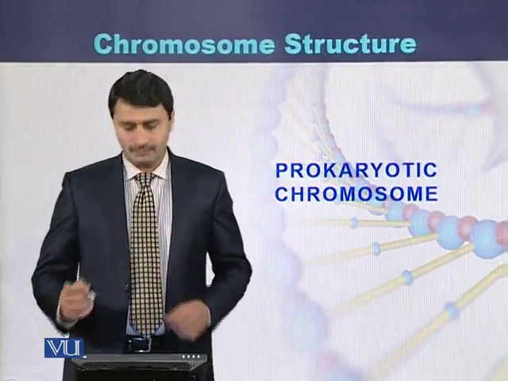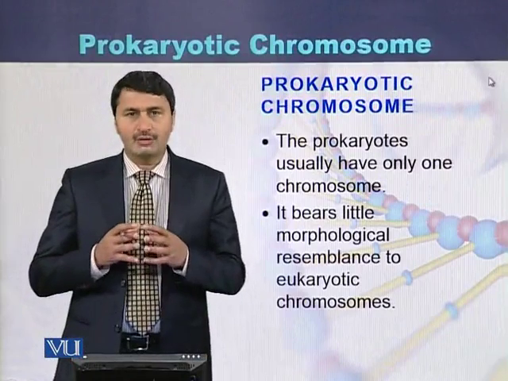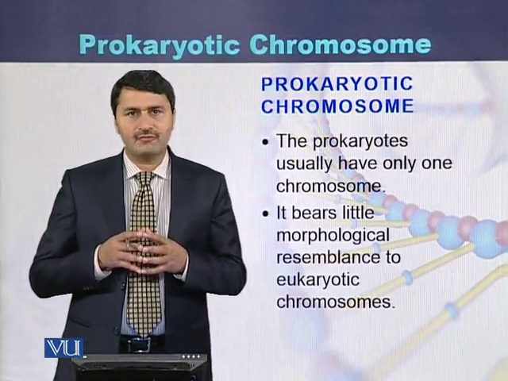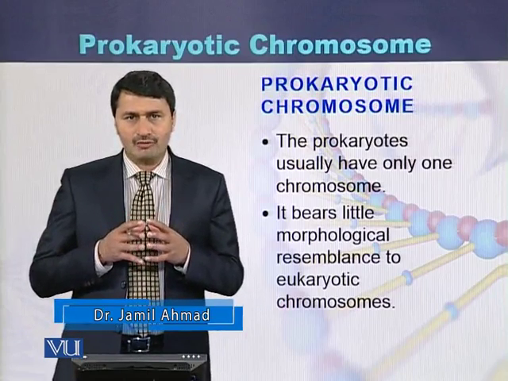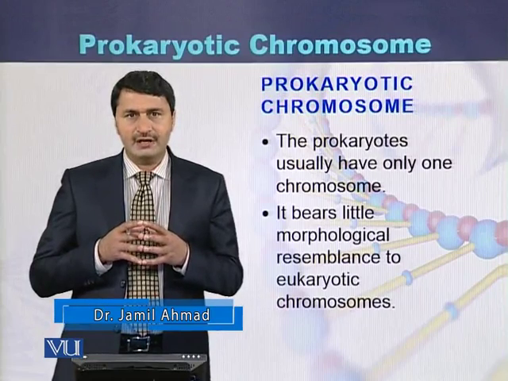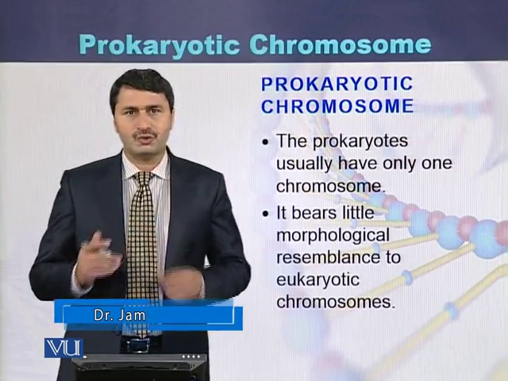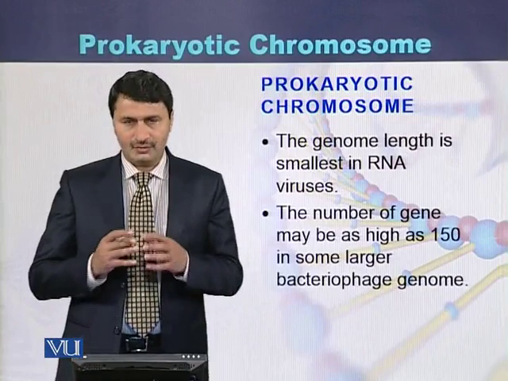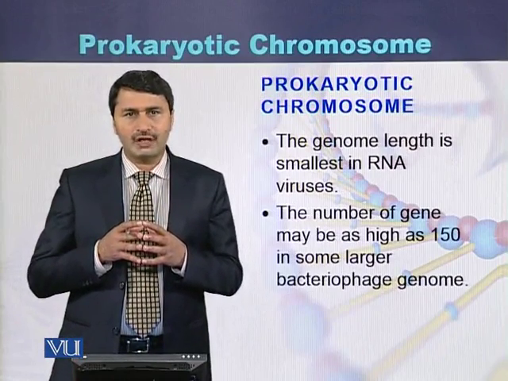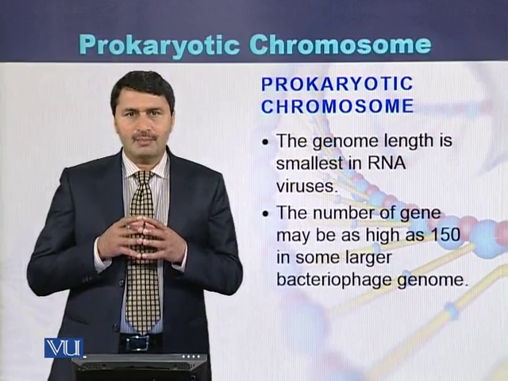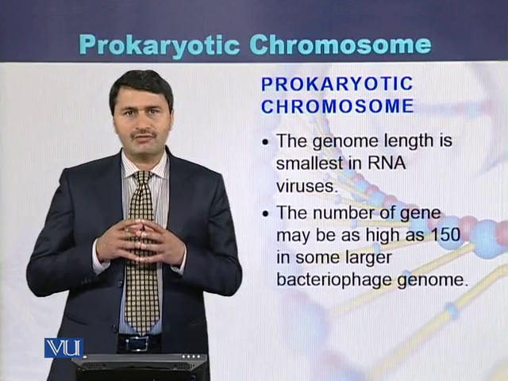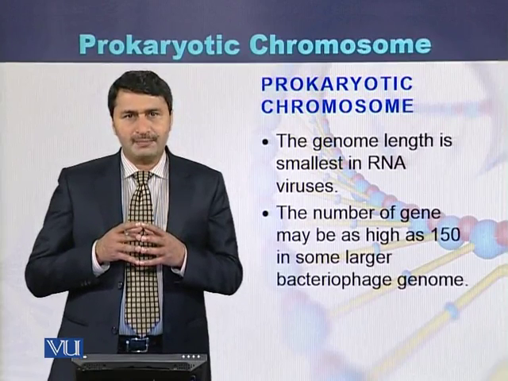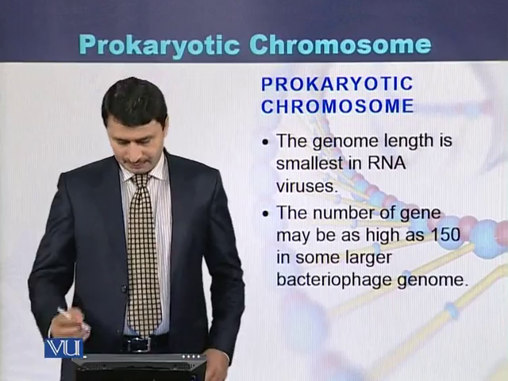Prokaryotic chromosome. Prokaryotes usually have one circular chromosome. It bears less morphological resemblance to the eukaryotic chromosome. The genome length of the prokaryote is smallest, particularly in the case of RNA viruses. In RNA viruses, there can be up to 150 genes.